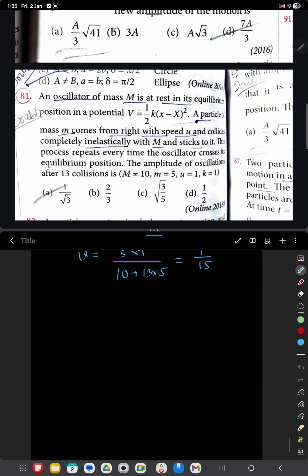So you can clearly write v max is equal to a omega. This is v max at the equilibrium position. Omega is root over k by (m plus m). The value of k is 1, m plus 13m is 75, and v max is 1 by 15. So a is v max divided by omega, which is 1 by 15 times root 75. So this is 5 root 3 by 15, so this is 1 by root 3.